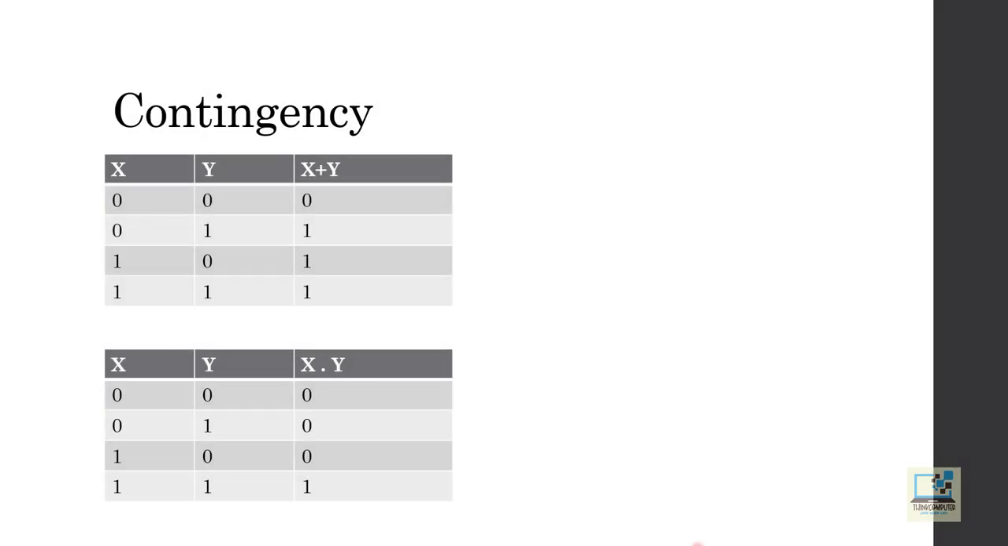Next is contingency. Contingency means a situation where the output of the truth table is a combination of trues and false. So at least one true has to be there in the output column and at least one false has to be there in the output column.